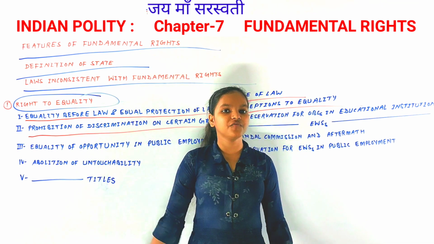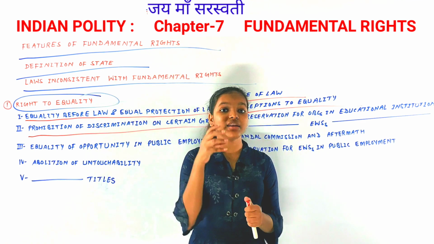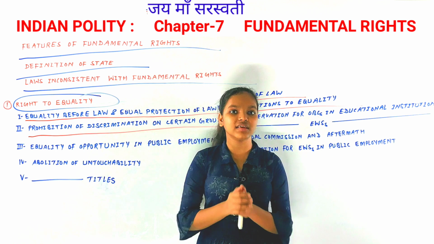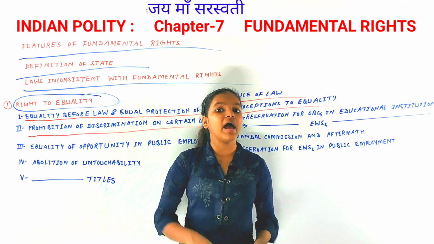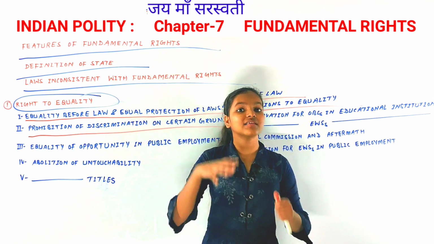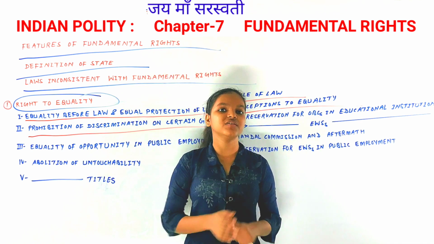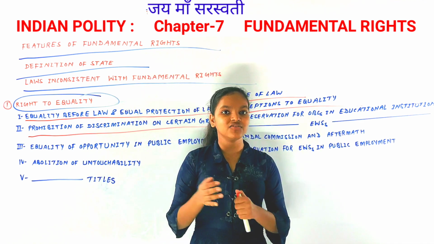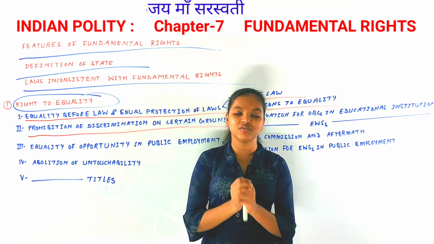Now Article 15 prohibits discrimination only against citizens of India. Here it is written as citizen, you can see that. So this right is guaranteed only to the citizens. And the first provision of Article 15 is against the state only, while the second provision of Article 15 is against the state as well as private companies and individuals.